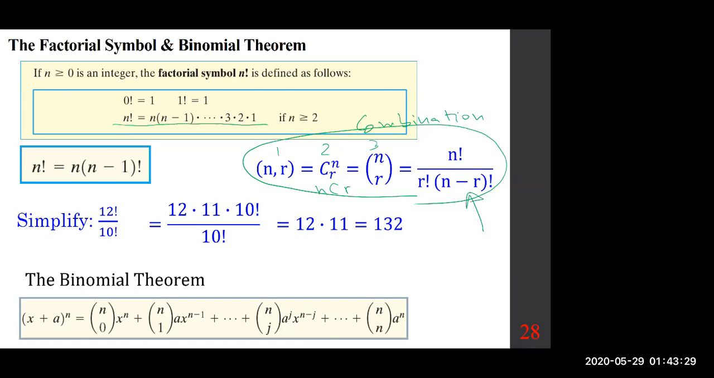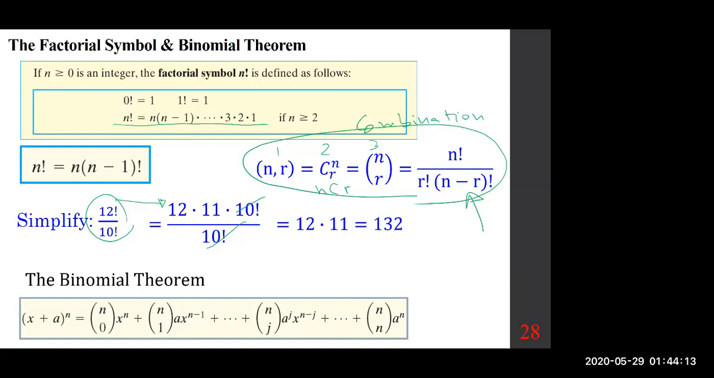Now, if you want to simplify something like this, you don't want to write this as 12 times all the way to 1, 10 times all the way to 1. You look at the one that is smaller. 10 is smaller than 12, so you keep that intact. Now the top, 12 factorial, we can write as 12 times 11 times 10 factorial. They cancel each other, and you end up with 12 times 11. I just want to make sure everybody remembers that. Okay, so this is the synopsis of what we want to cover here.